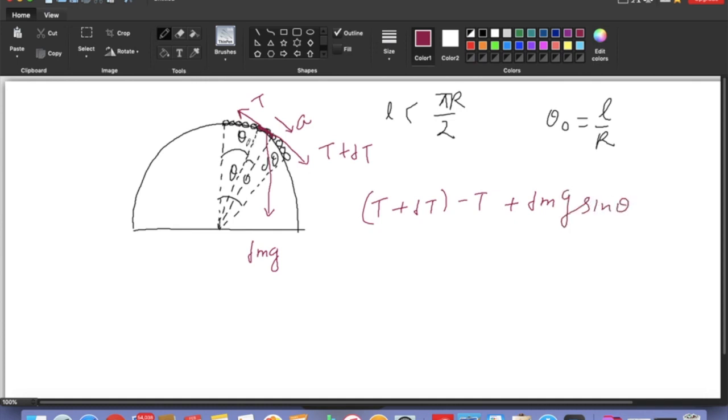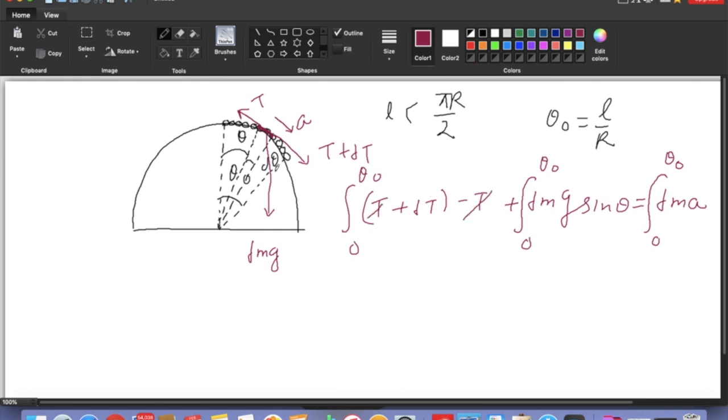Why dm g sine theta? Because this angle is theta and this angle is also theta. So the component of this dmg along the tangential direction will be dmg sine theta, and this should be equal to dm into a. Okay, we are going to integrate both sides from 0 to theta naught. T and T get cancelled and we'll get dT here.